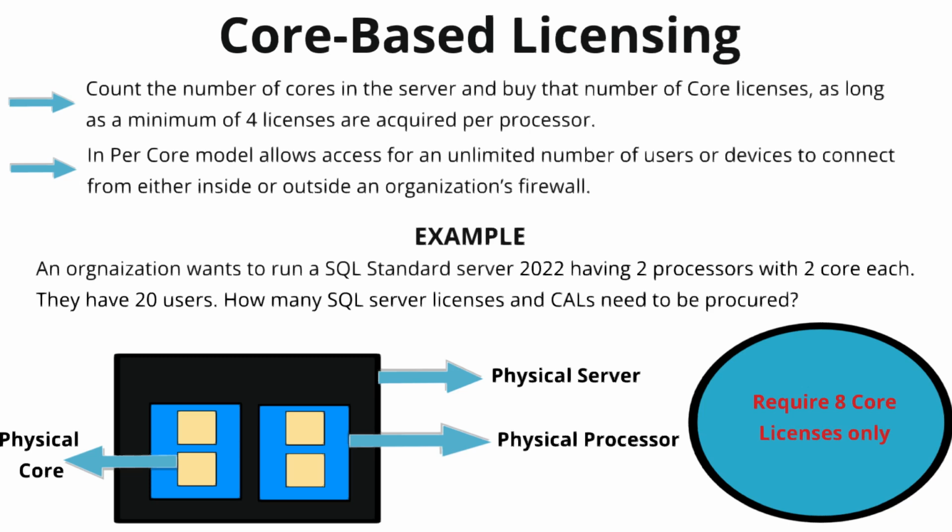Now, with a quick example: an organization is running SQL Server Standard 2022 having two processors with 2 cores each. They have 20 users, and we need to calculate the number of SQL Server licenses and CALs required. As we can see in the figure, in the blue there are two processors, which is two physical cores. With the rule that a minimum of 4 licenses are required per processor, as per that rule we will require only 8 core licenses, and we don't require any CALs for 20 users.